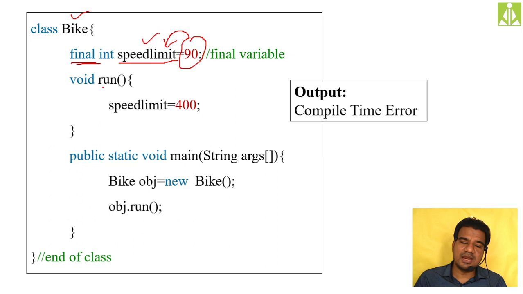So inside the run method, it is a normal method, it is not a constructor. So inside the run method, when I'm trying to change the value of speedLimit to 400, I'm getting an issue. So all these things we will check one by one.